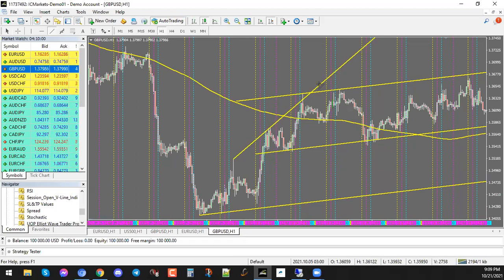Okay, let's see here. This looks like a nice area. Let's see if this matches anywhere else. Okay, kind of matches here. Kind of matches here as well. So this could actually be our trend right here.